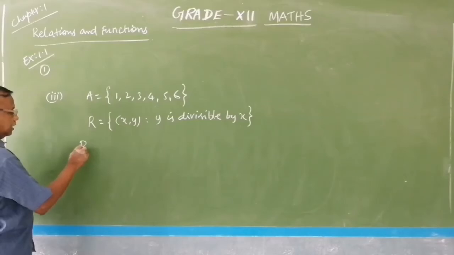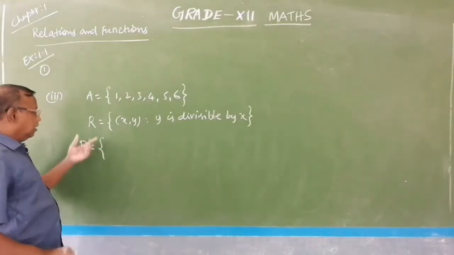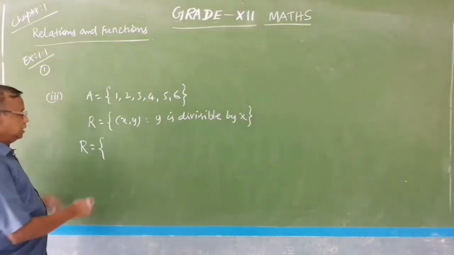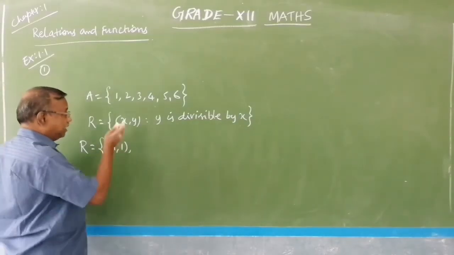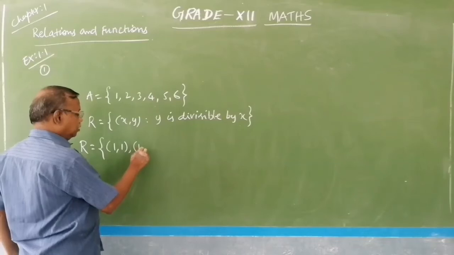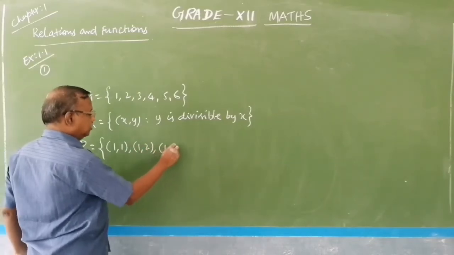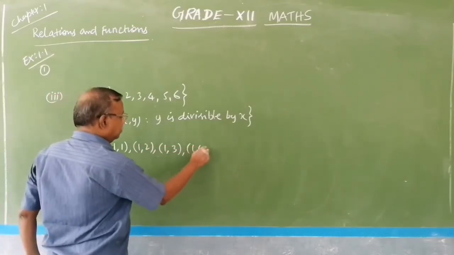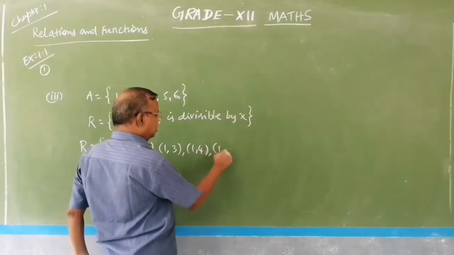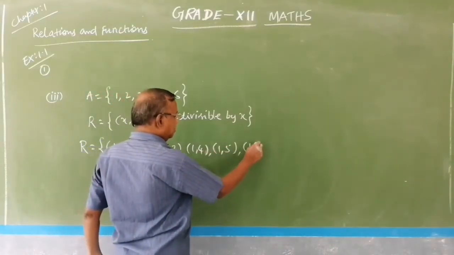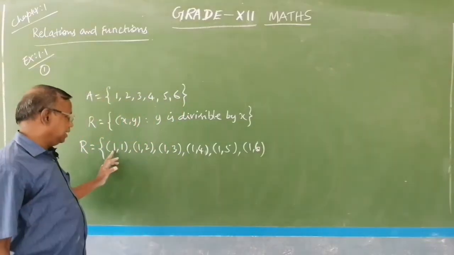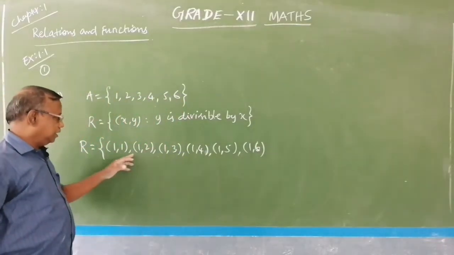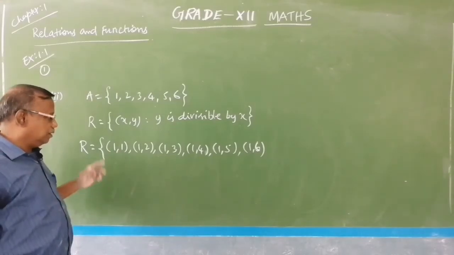Now, let us write the elements of R in order to understand. Every element is divisible by 1, and 1 is divisible by 1. So, (1, 1), (1, 2), (1, 3), (1, 4), (1, 5) as well as (1, 6). Each second element is divisible by the first element, and every element is divisible by 1.